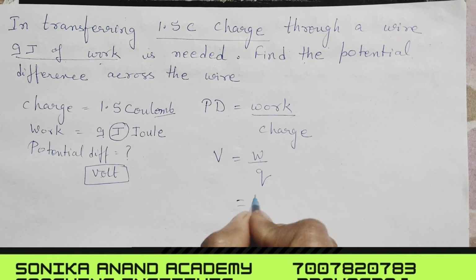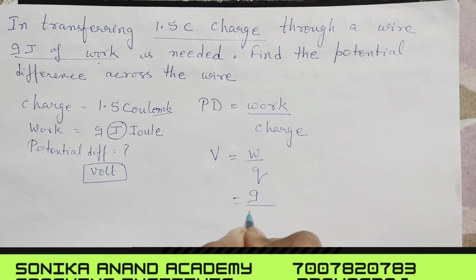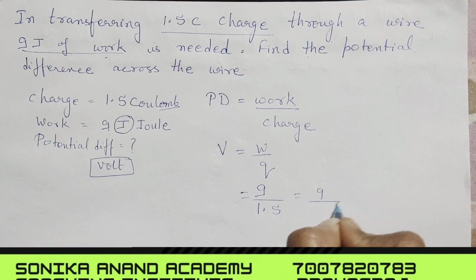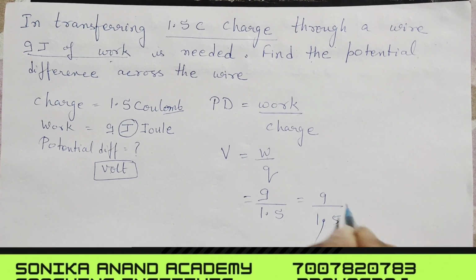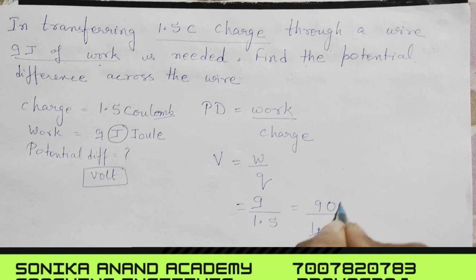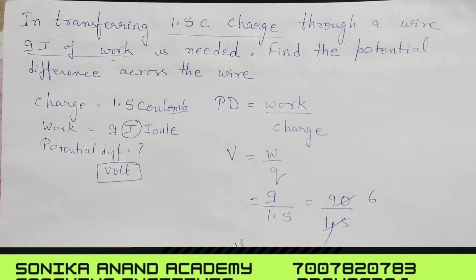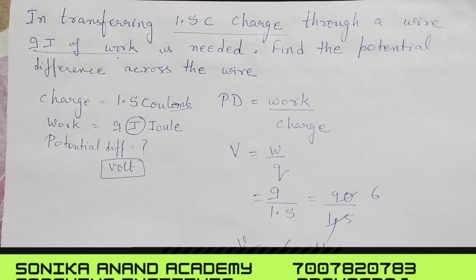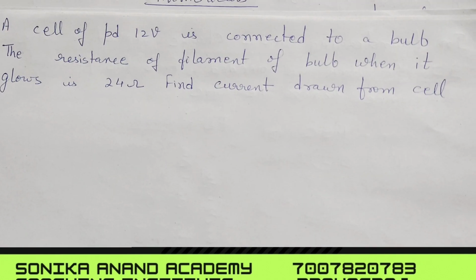The value of work is 9 and the value of charge is 1.5. Now when we solve, we get the potential difference as 9 over 1.5. We just remove the decimal, so this is 90. 15 6s are 90. So potential difference is 6 and its unit is volt. Now the next question I am going to explain.